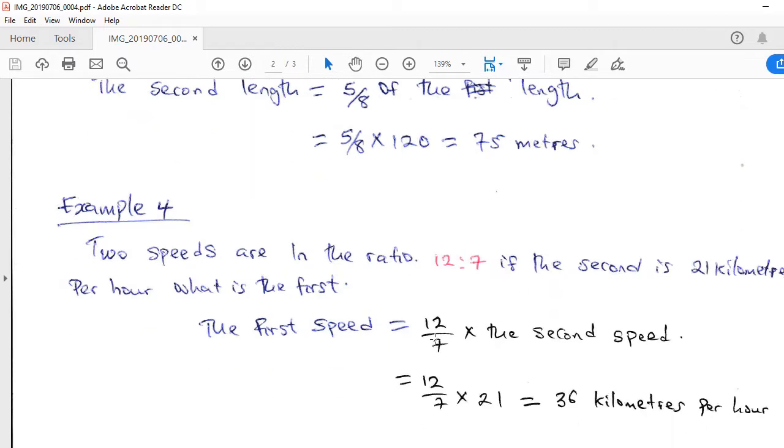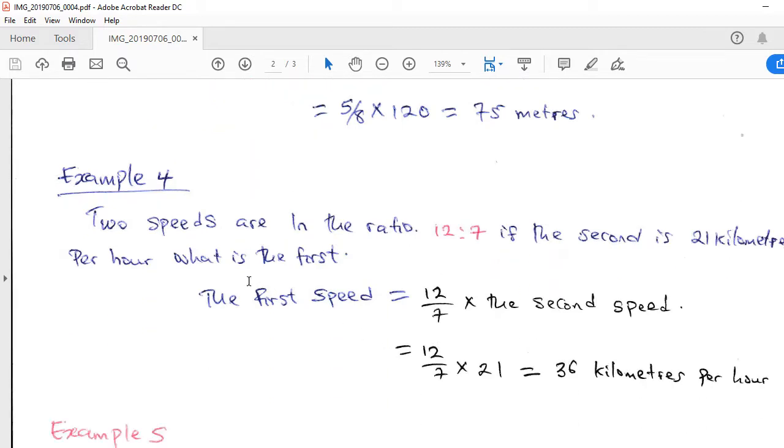Let's go to the fourth example, which is example number 4. Two speeds are in the ratio 12:7. If the second is 21 kilometers per hour, what is the first?